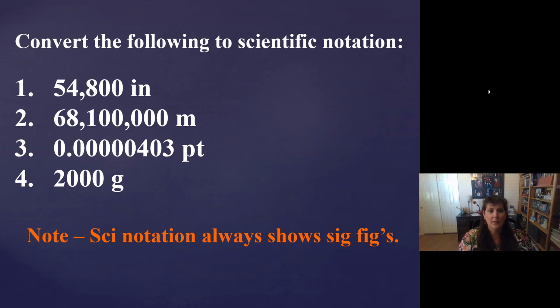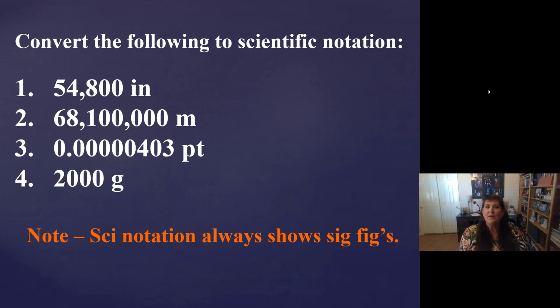Good job. Number 3, little number. 0.0000403 pints. PT is pints. So that's a really small volume. So we're going to move that decimal place to the right, and we're moving it 1, 2, 3, 4, 5, 6 times. 4.03 times 10 to the minus 6, right? It's a small number, so we get a negative exponent.